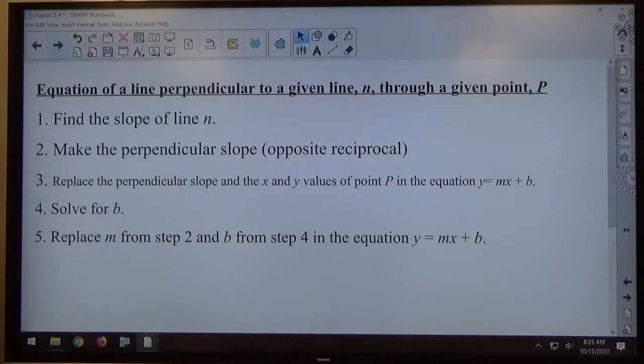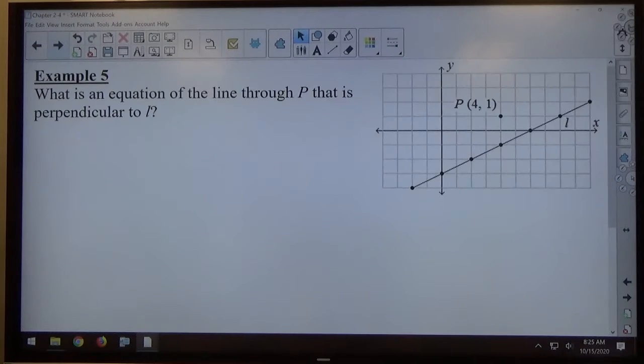So our next example, we're going to be finding the equation of a line perpendicular to a given line. It says line N through point P. Our problem has line L through point P. So again, whatever they name the line or the point doesn't really matter. You have a line, you have a point.